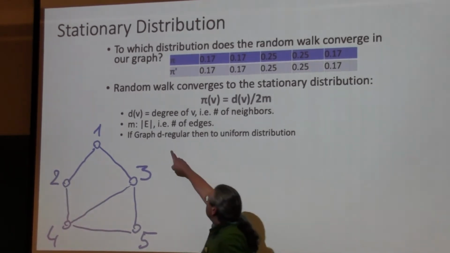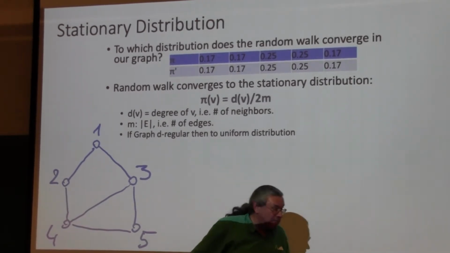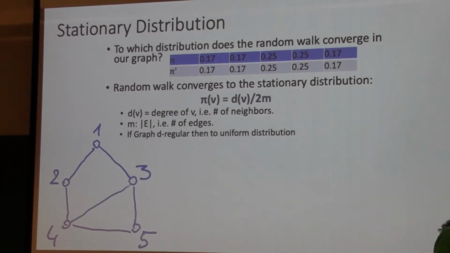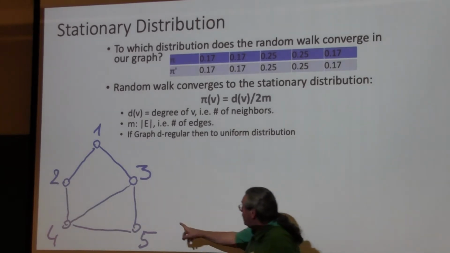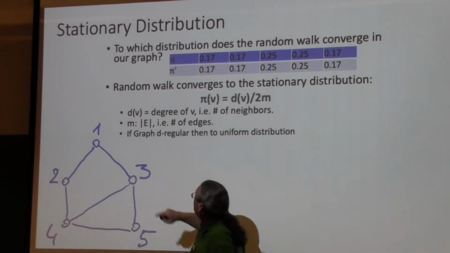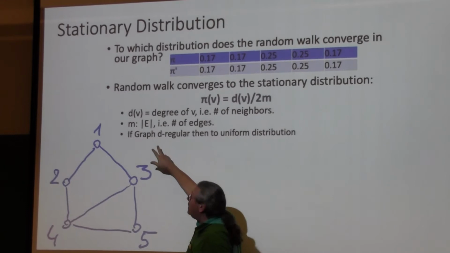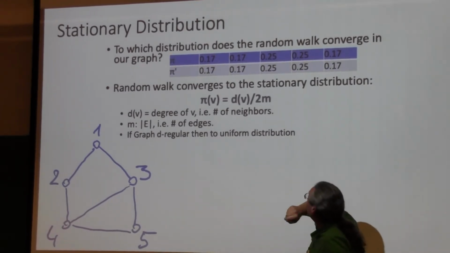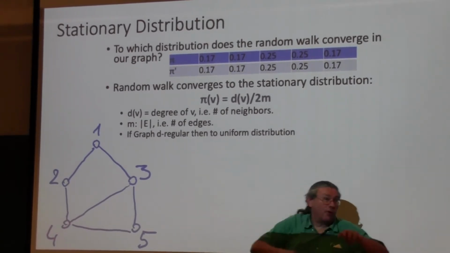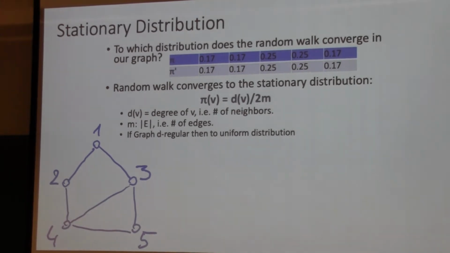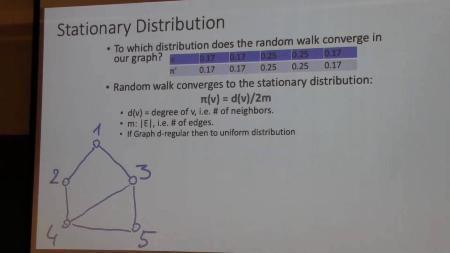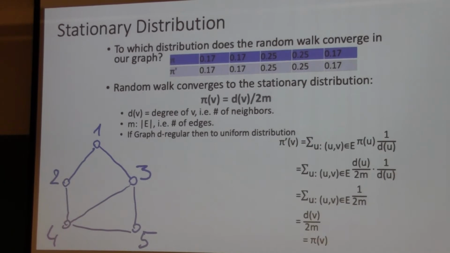If the graph is D-regular, so a D-regular graph is a graph where every node has D edges, so this graph is not D-regular. If they all have the same number of edges, then the distribution is uniform. It's the same probability. So it all evens out. So that's interesting for the random walk.